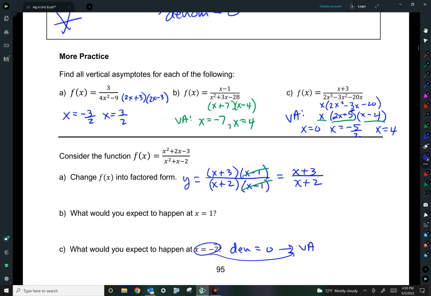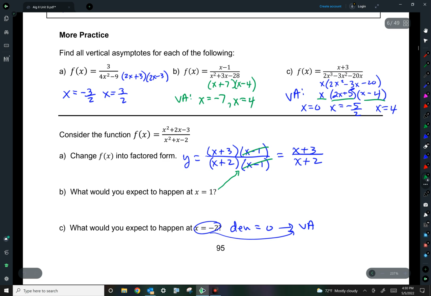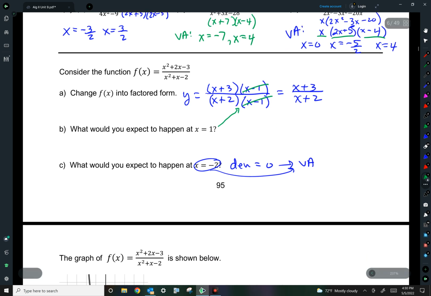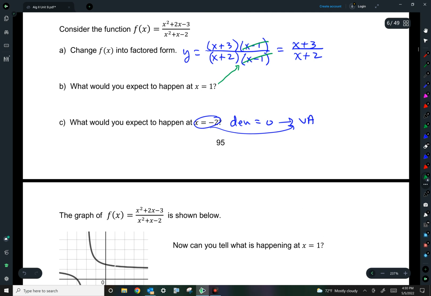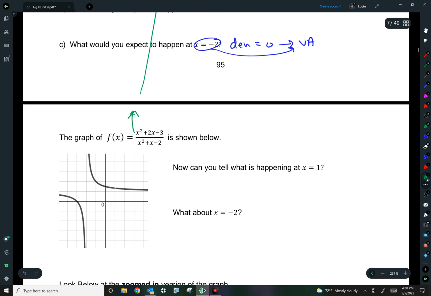Okay, so now let's go back to part B. What about x equals 1? Because that's what I would have gotten from that factor that canceled. So if it cancels out, is it still a vertical asymptote? That's what we're asking. Well, let me answer that by showing you. If I were to put this in my calculator, notice this is the exact same equation that we were just talking about a minute ago, right? And you don't need to do it, I'm just going to show you. If I were to put that in my calculator and just hit graph, it would look like this.